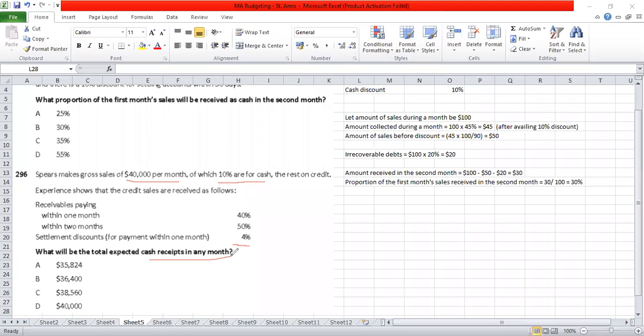So in 1 month, let's say the first month, so a part of it in any month, the first part of it is 10% on cash, then 40% in the next month, then 50% 2 months later.